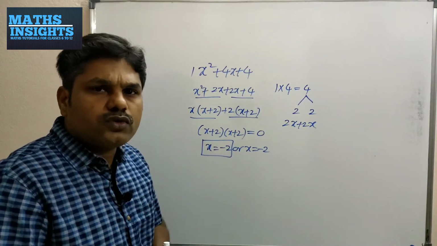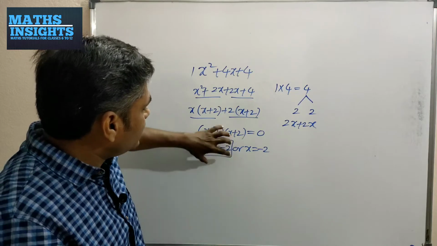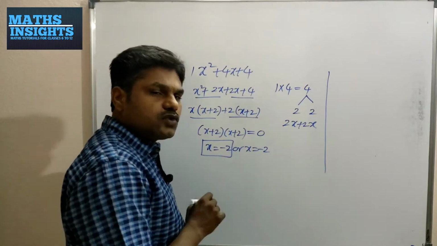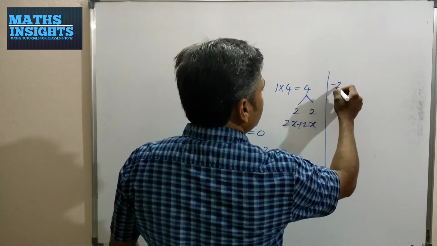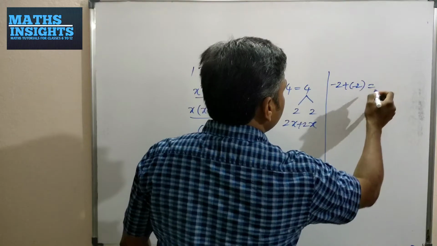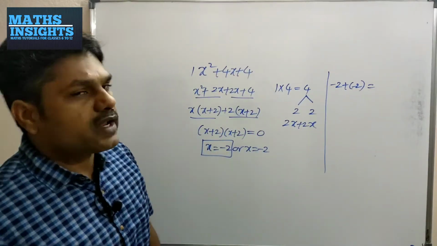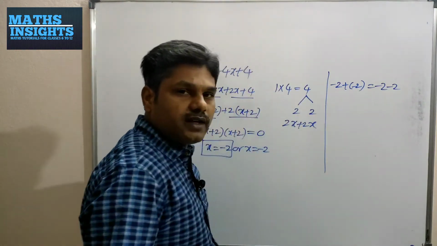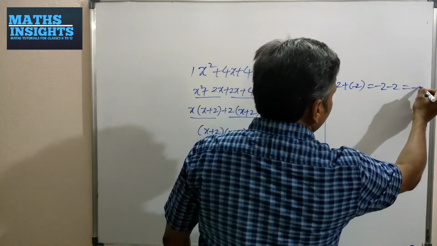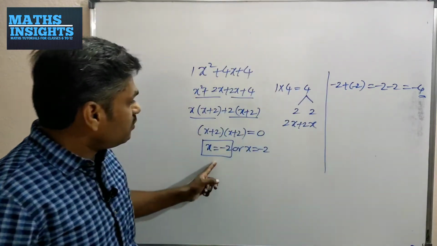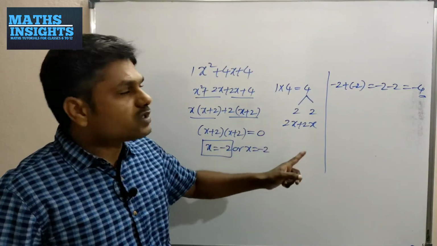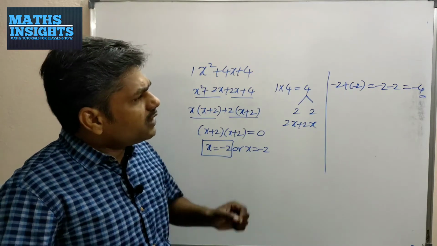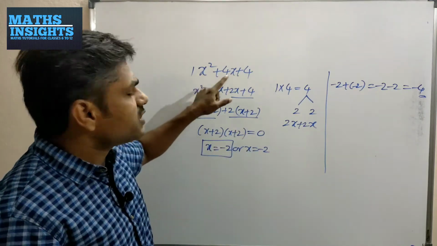Now I am going to establish a relation between these zeros and its coefficients. I am adding these 2 zeros: minus 2 plus minus 2. Plus into minus will become minus, and the total will become minus 4. That means the sum of the 2 zeros is minus 4.